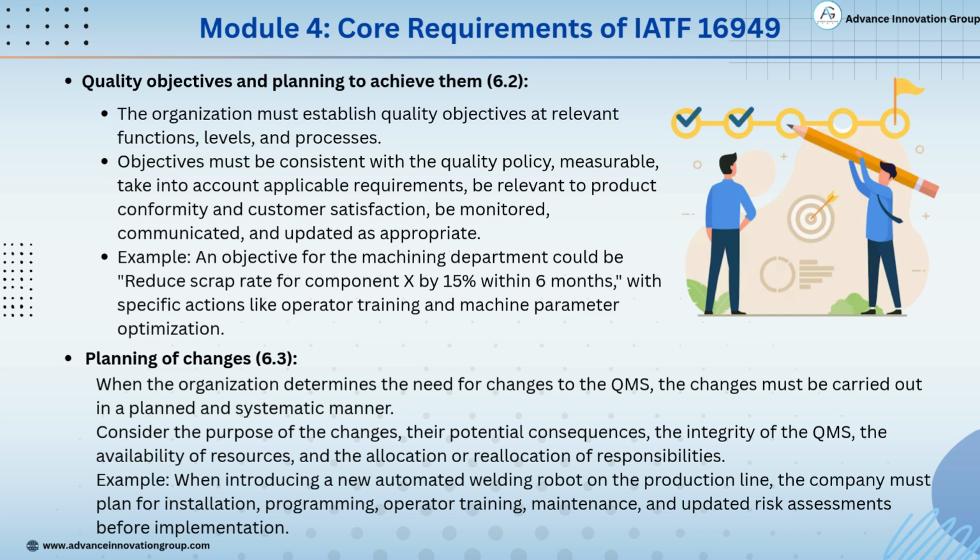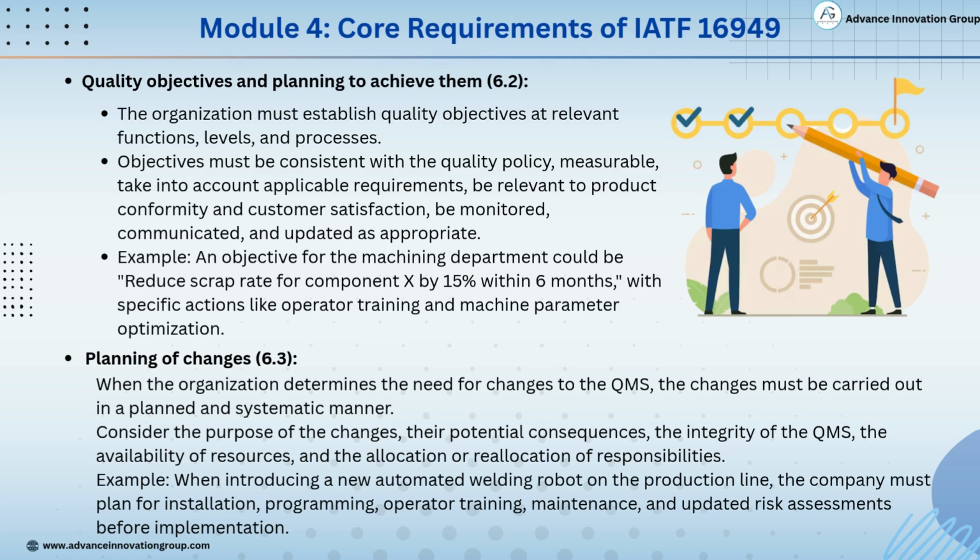Clause 6.3. Planning of changes. Any changes to the QMS, such as new technology or process updates, must be planned systematically. This includes considering purpose and consequences of the change, impact on QMS integrity, resource availability, assignment of responsibilities. Example: when adding an automated welding robot, the organization must plan for installation, programming, training, maintenance, and risk updates before launching it.